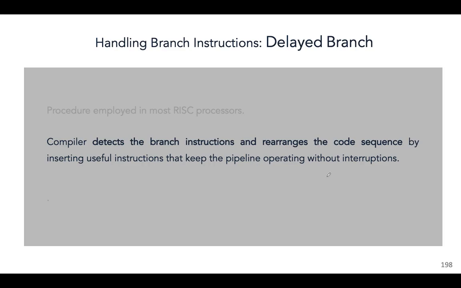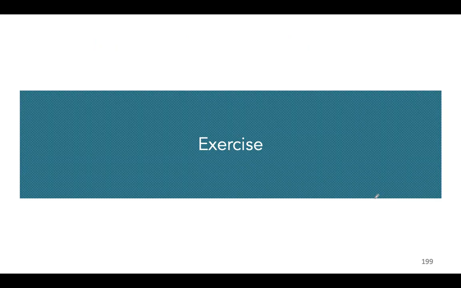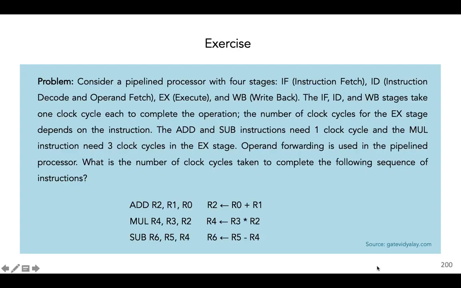Let's try and solve a problem now to see how well we understand these concepts. Consider a pipelined processor with 4 stages: instruction fetch, instruction decode and operand fetch, execute and write back. The IF, ID and WB stages take 1 clock cycle each to complete the operation. The number of clock cycles for the EX stage depends on the instruction. In case of add and subtract instruction, EX takes 1 clock cycle, but in case of multiplication instruction, EX takes 3 clock cycles. Operand forwarding is used in the pipeline.